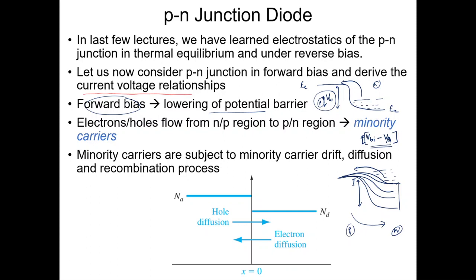Now, what is important to note is that in diodes, the current transport happens because of the minority carriers. These electrons have to move to the P side. These holes at the P side need to move to the N side. So when these electrons move to the P side, they are the minority carriers, excess minority carriers. Similarly, when the holes at the P side move to the N side, they will be excess minority holes at the N side. And then these excess minority carriers are subject to minority carrier drift, diffusion, or the recombination process.